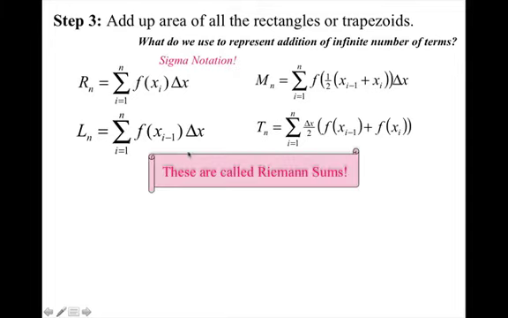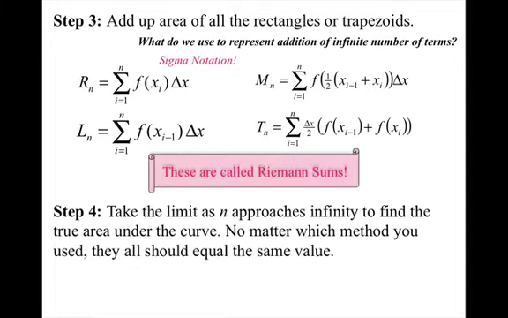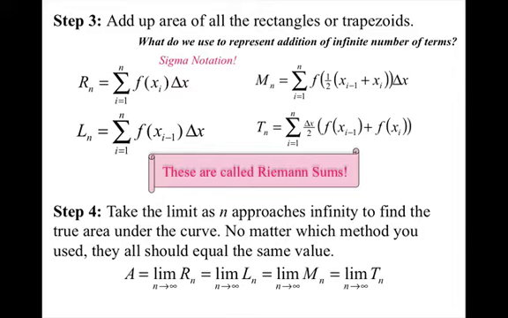These are what are called Riemann sums. Step 4. You are now going to take the limit as n approaches infinity to find the true area underneath the curve. No matter which method you used, they all should equal the same value. So that means that the area underneath the curve is equal to the limit as n approaches infinity of any one of these Riemann sums.